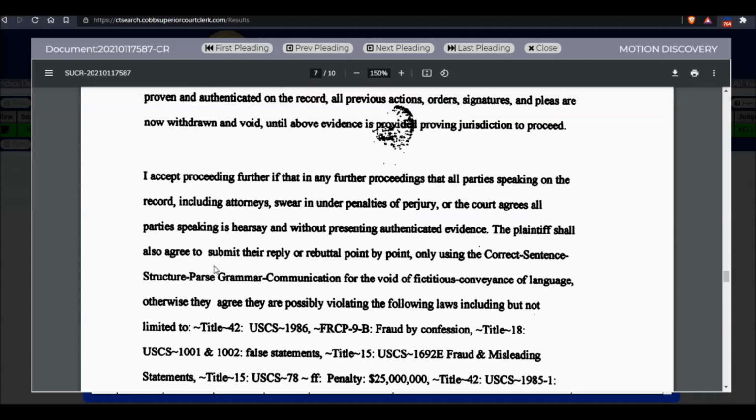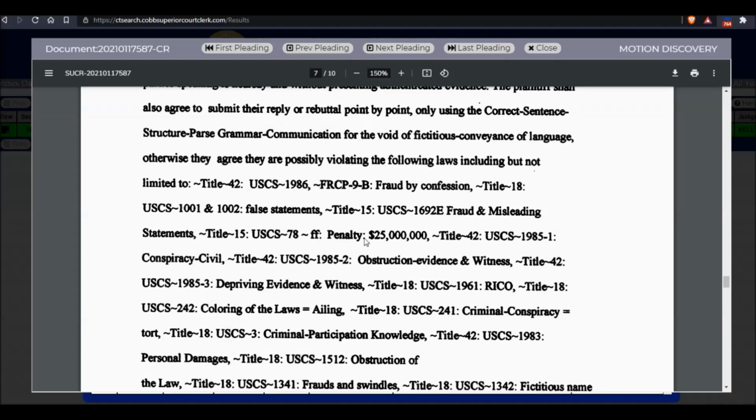The plaintiff shall also agree to submit the reply rebuttal point for point only using correct sentence structure, parse, grammar, communication for avoid of fictitious consent. There goes the sovereign citizen crap. And then you start listing a bunch of USCs with a bunch of fees.